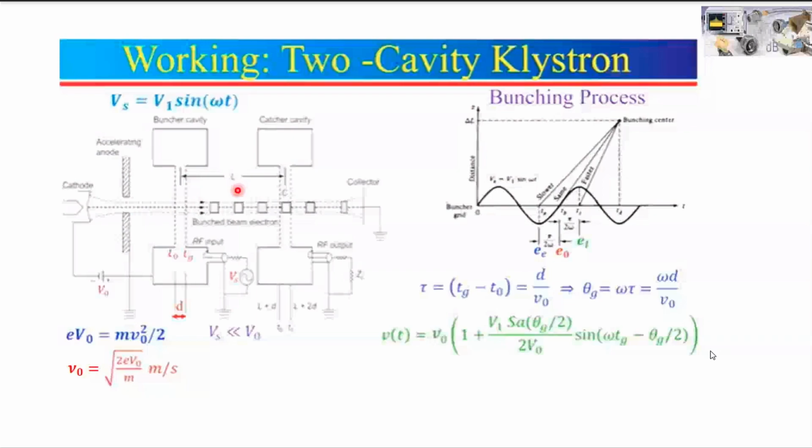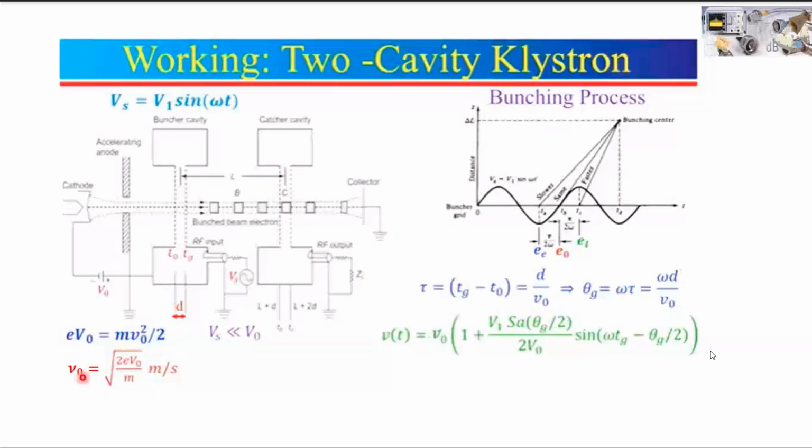In this region, the electron will interact with the microwave field present in the cavity. The DC voltage is applied at this particular point. Electrons will be injected from the cathode and will move with a uniform velocity, which is found by equating potential energy with kinetic energy. Sorry, V0 is nothing but the applied voltage. EV0 is the potential energy, and v0 is the velocity of the electron.